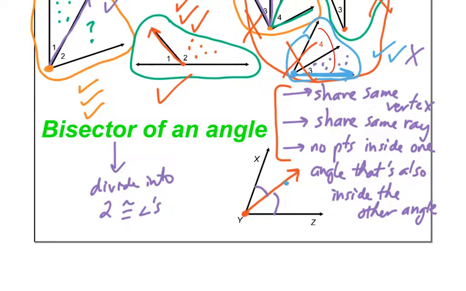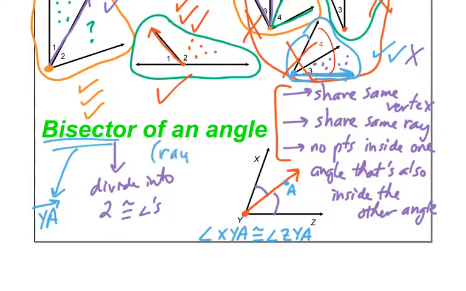Why don't we call this point here A? So we can therefore say that angle XYA is congruent to angle ZYA. Good. So my bisector here would be YA. But what is YA? Look at the shape of it. It's a ray. So generally, the bisector of an angle is almost always a ray. Not usually a plane or a segment or a line. It's usually a ray. And it bisects the angle into 2 congruent angles.